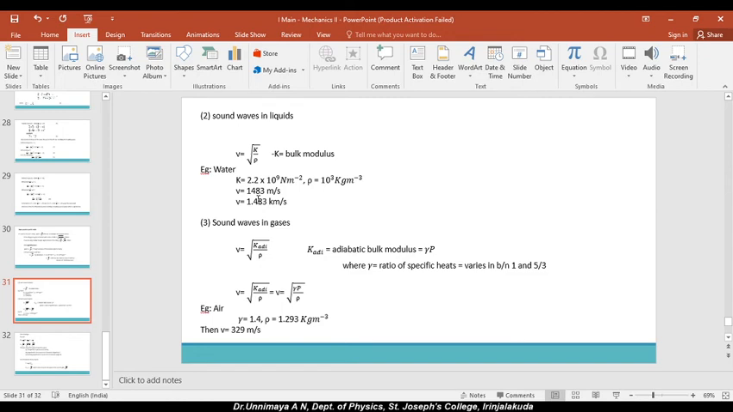That is 1.483 kilometer per second. Which means this is the case with water, and most of the liquids carry longitudinal waves at a speed of the order of 1 kilometer per second. This, in the case of water, is 1.483.